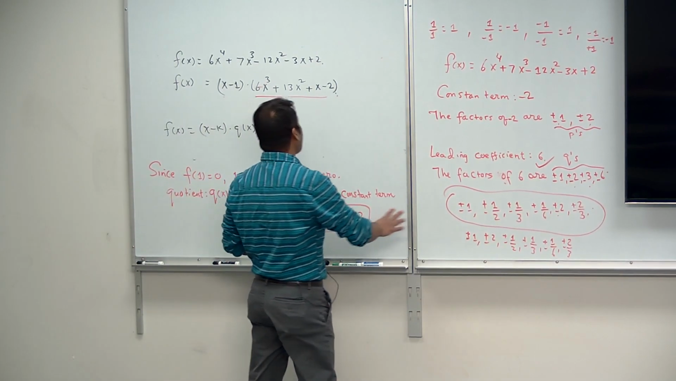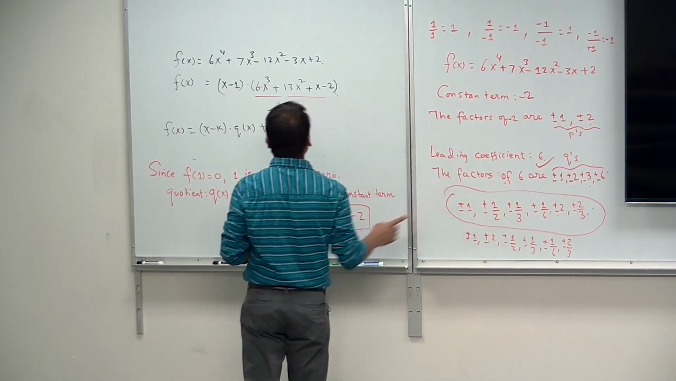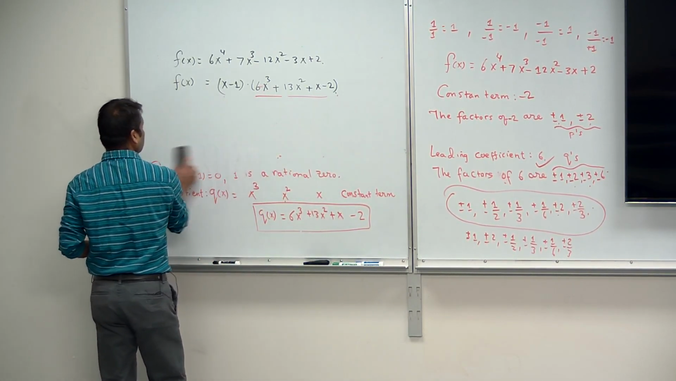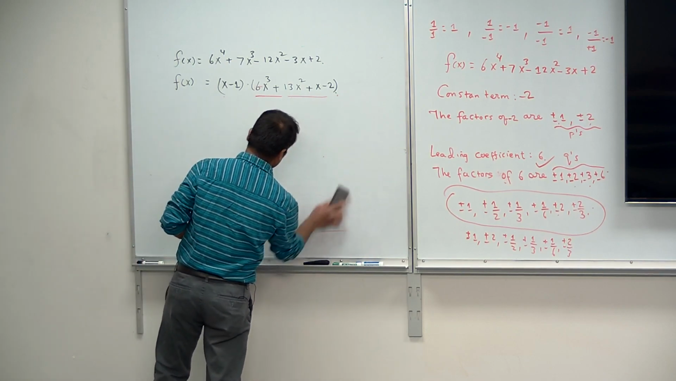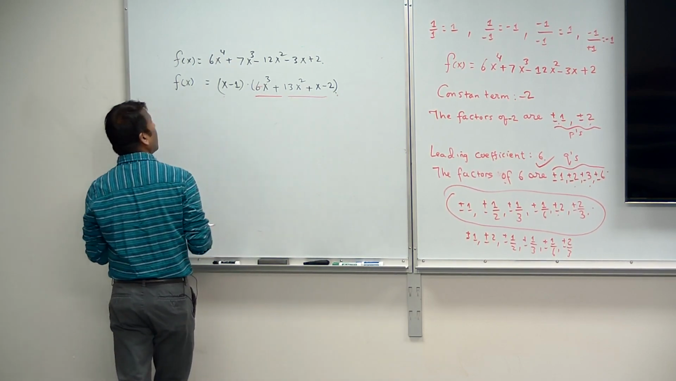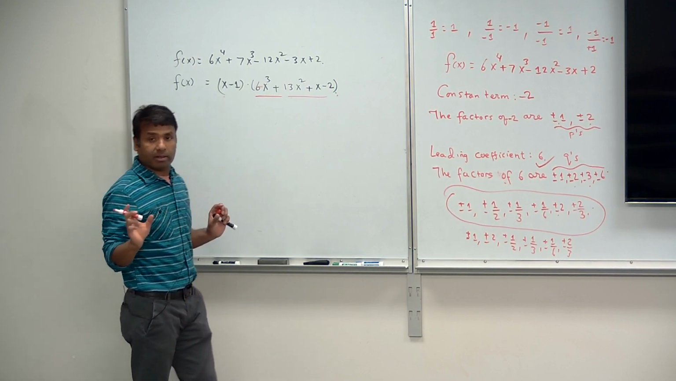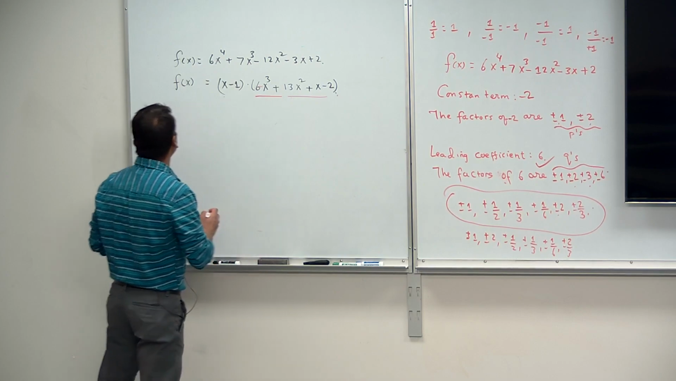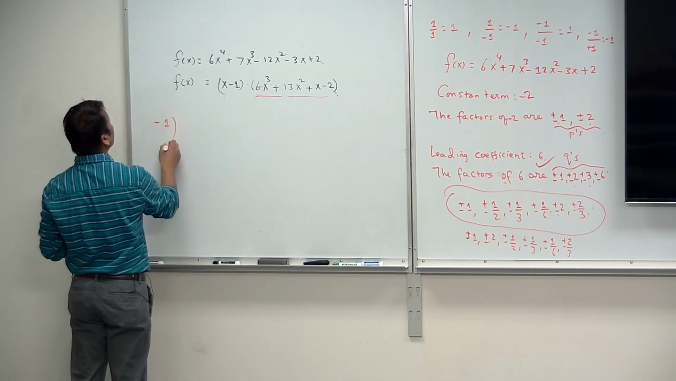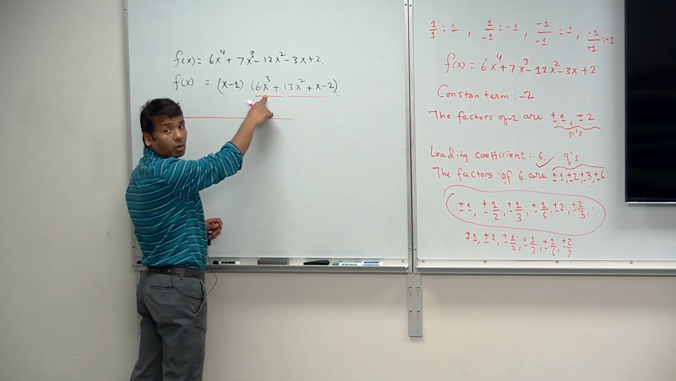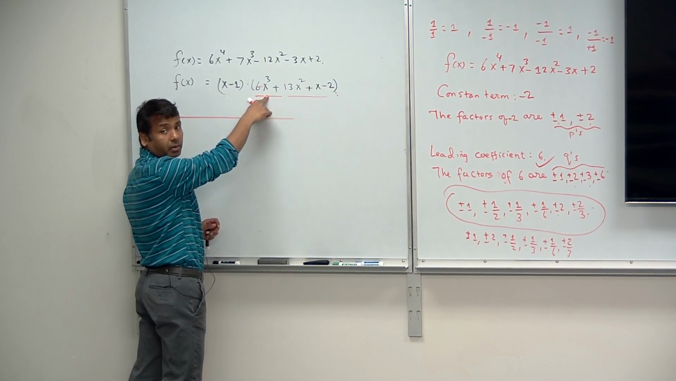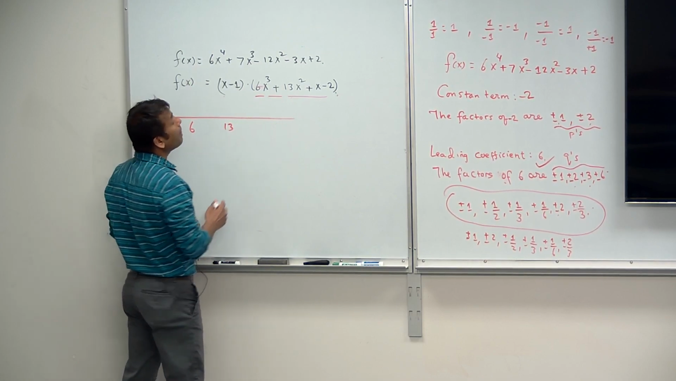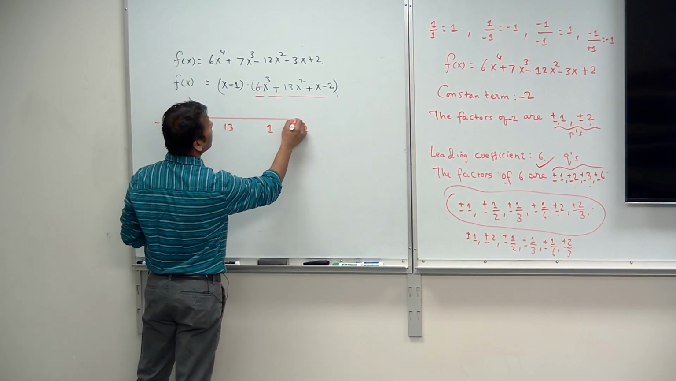So we already tried for 1, so we don't have to do for 1. We know the 1 is what? 0, right? And that's why x minus 1 is a factor. Now let's try for -1. If you try for -1, you list the coefficients, okay? So you have a 6 here, this is 13, is that right? And this is 1, and this is -2.